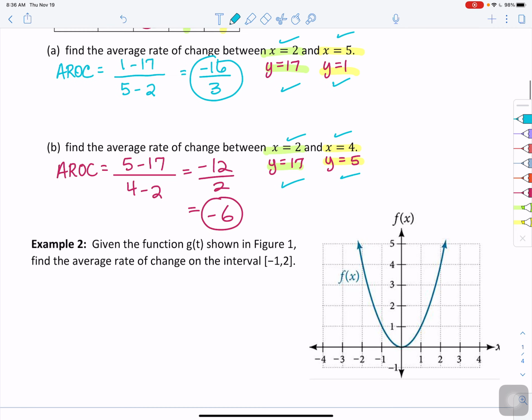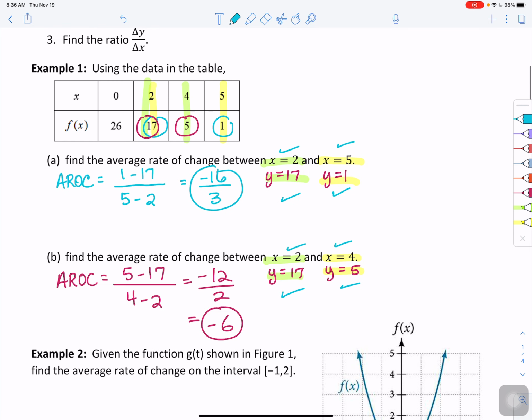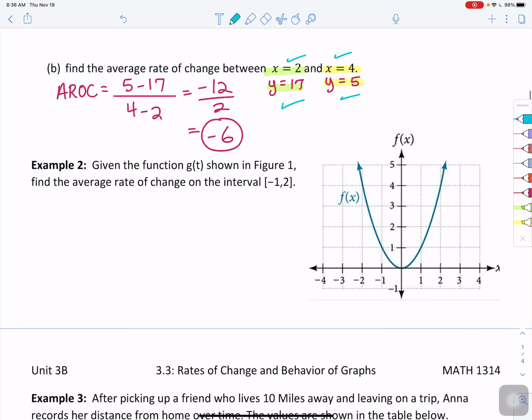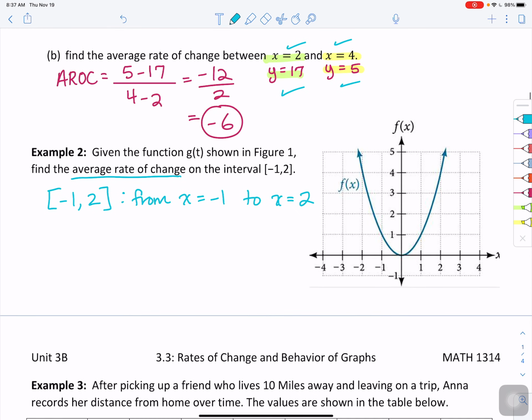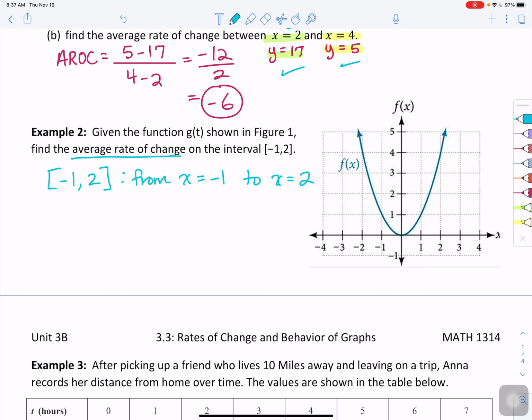Okay, now let's try graphical. This is the numerical method using a table. Now let's try the graphical method of finding the average rate of change. Now this time they want on the interval from negative 1 to 2. What that says is from x equal to negative 1 to x equal to 2. Okay? What was that average rate of change? You could also use the word between. You could say between those, okay?